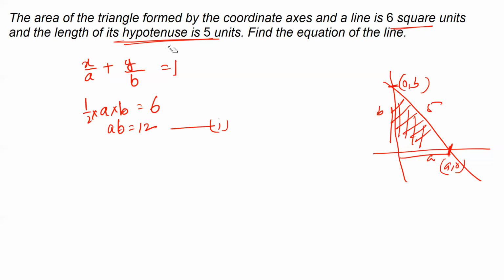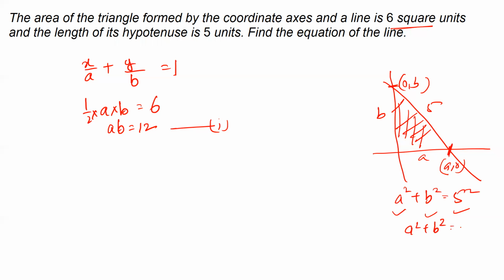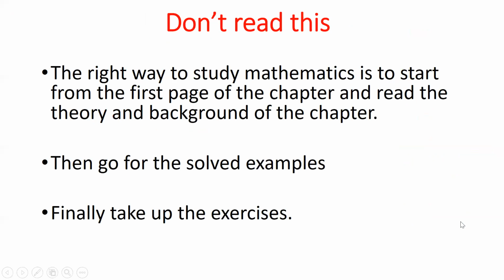Now we are also given the hypotenuse. So we are given that the hypotenuse is 5 units, and we are given, of course, the perpendicular and the base. So remember Pythagoras: perpendicular square plus base square is equal to hypotenuse square. So we get a square plus b square is equal to 25.